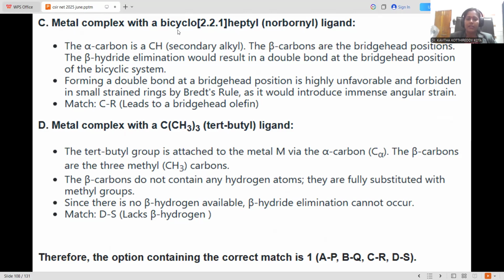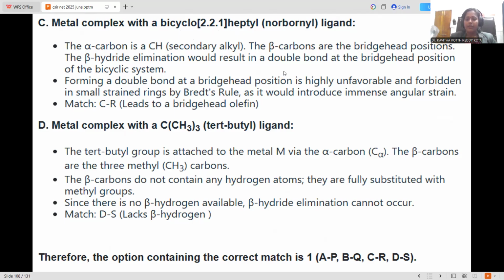The third one, polycyclic ring system, was there. Bicyclo[2.2.1]heptyl, the norbornyl ligand, was there, so that is linked with the metal. So this kind of bridgehead compound is directly linked with the metal. If that is the case, the alpha carbon atom is a secondary CH and the beta carbon is the bridgehead carbon.